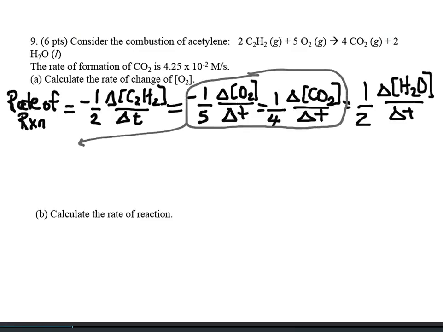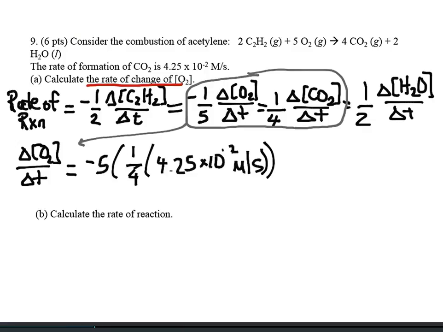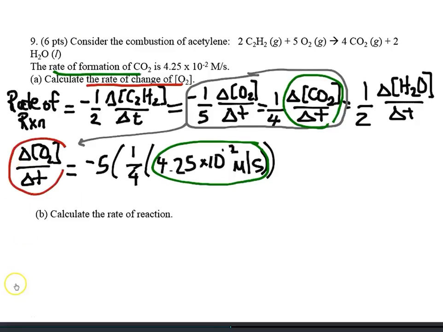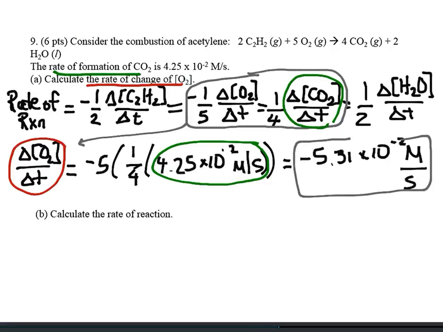I'm going to rewrite it down here, and I'm going to plug in numbers, right? So the rate of change of oxygen is what I'm solving for, and I've plugged in numbers. I've just moved this down here, and I'm solving for delta O2 over delta T, and I plugged in the value, the rate of formation of CO2, which is this green that I'm circling. And then I'm solving for the rate of change of oxygen, which is here. I'm going to circle that in red. So when we solve for that, we get -5.31 times 10 to the minus 2 molar per second. It has 3 sig figs because the original number has 3, and this 5 and this 1/4 are exact numbers, so they don't change your sig figs.